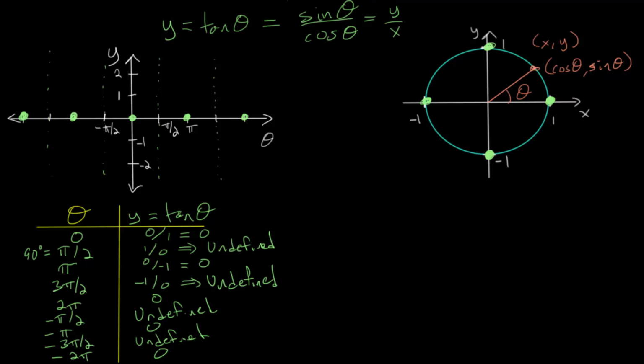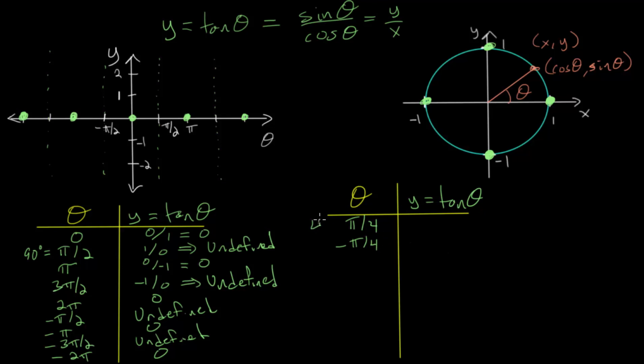And let me construct another table so that we can continue looking at these angles here. And again, we're looking at values of theta and values of the tangent function. Let me use that green color. Y is equal to the tangent of the angle. And we'll start by looking at pi over 4 and minus pi over 4. And remember that pi over 4 radians is simply a 45-degree angle, meaning this is a negative 45-degree angle.